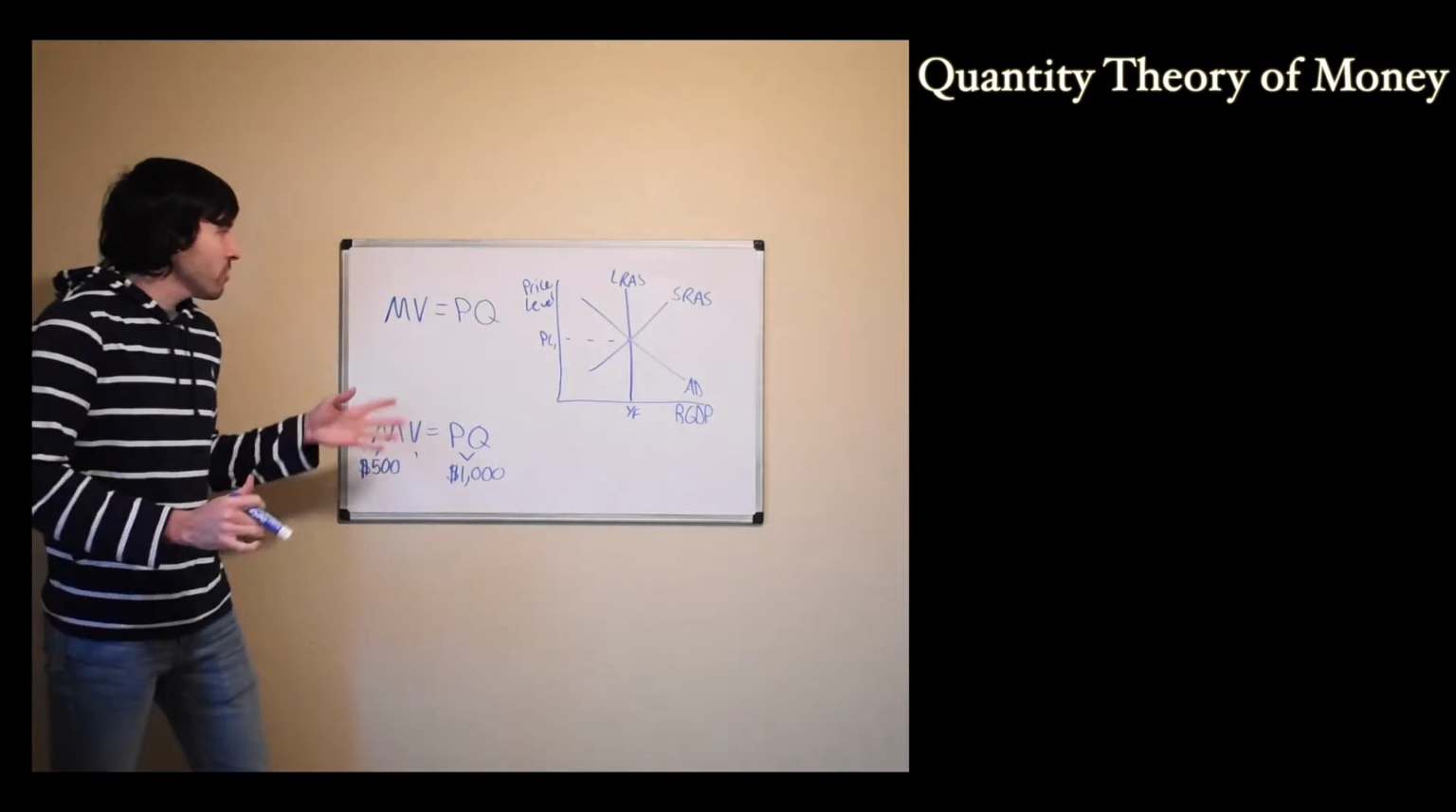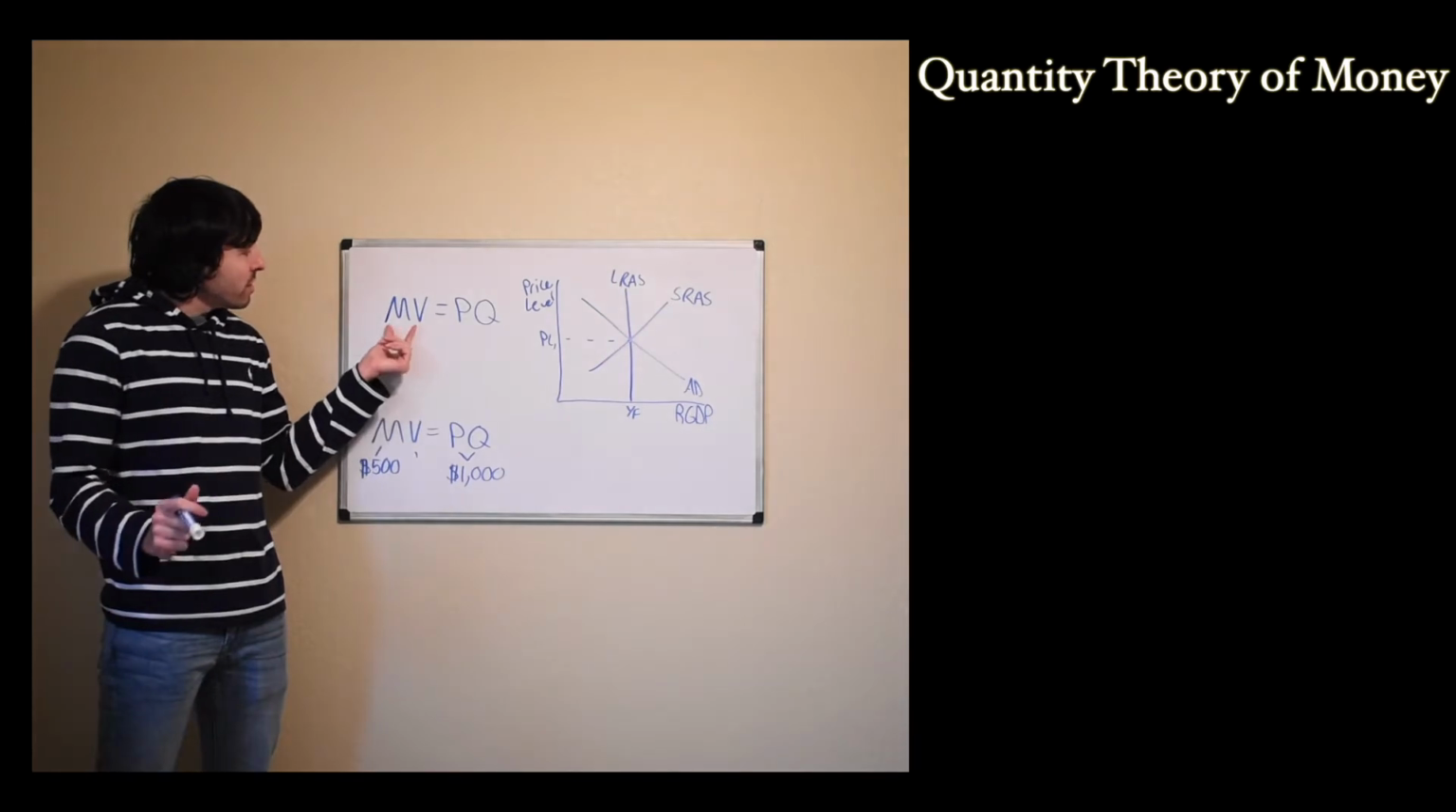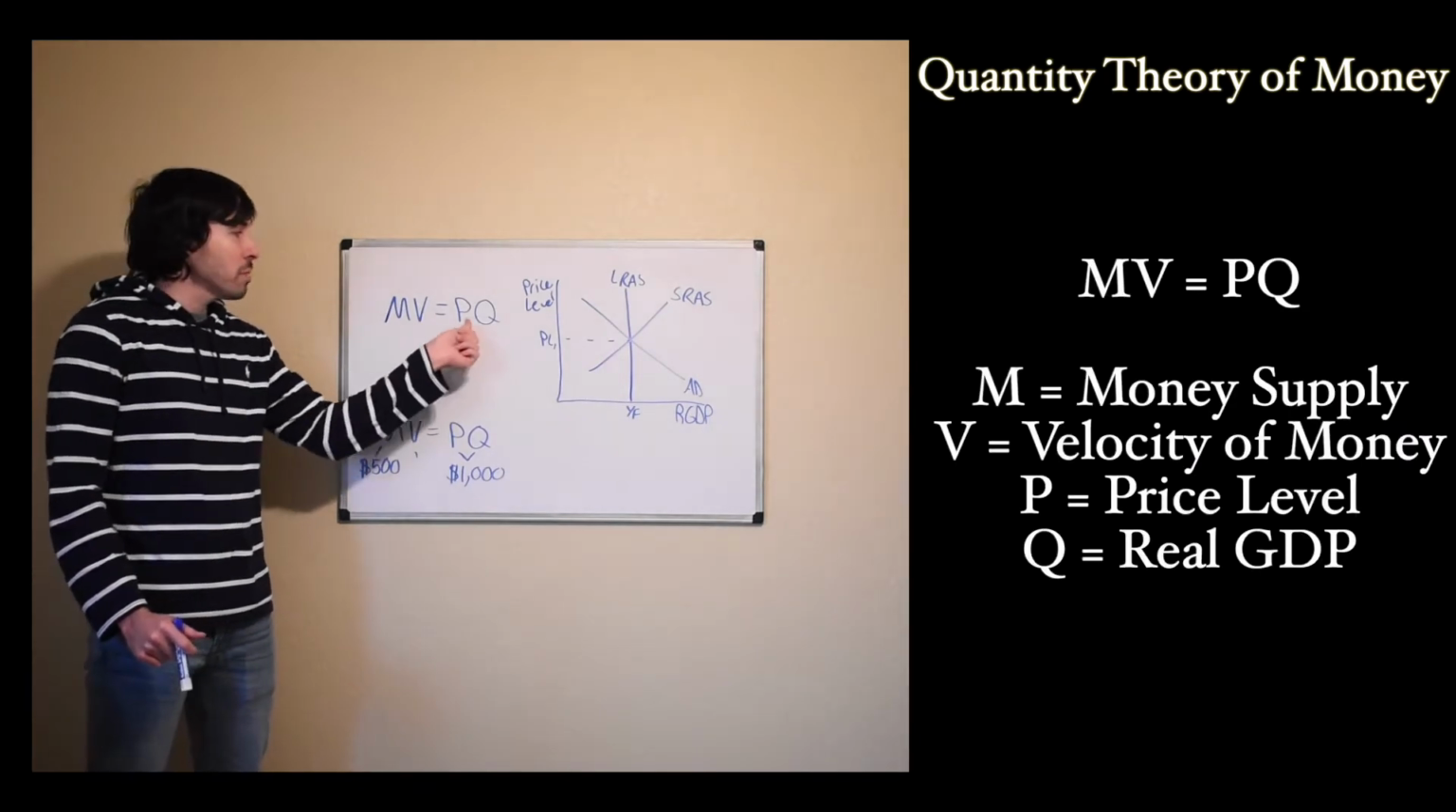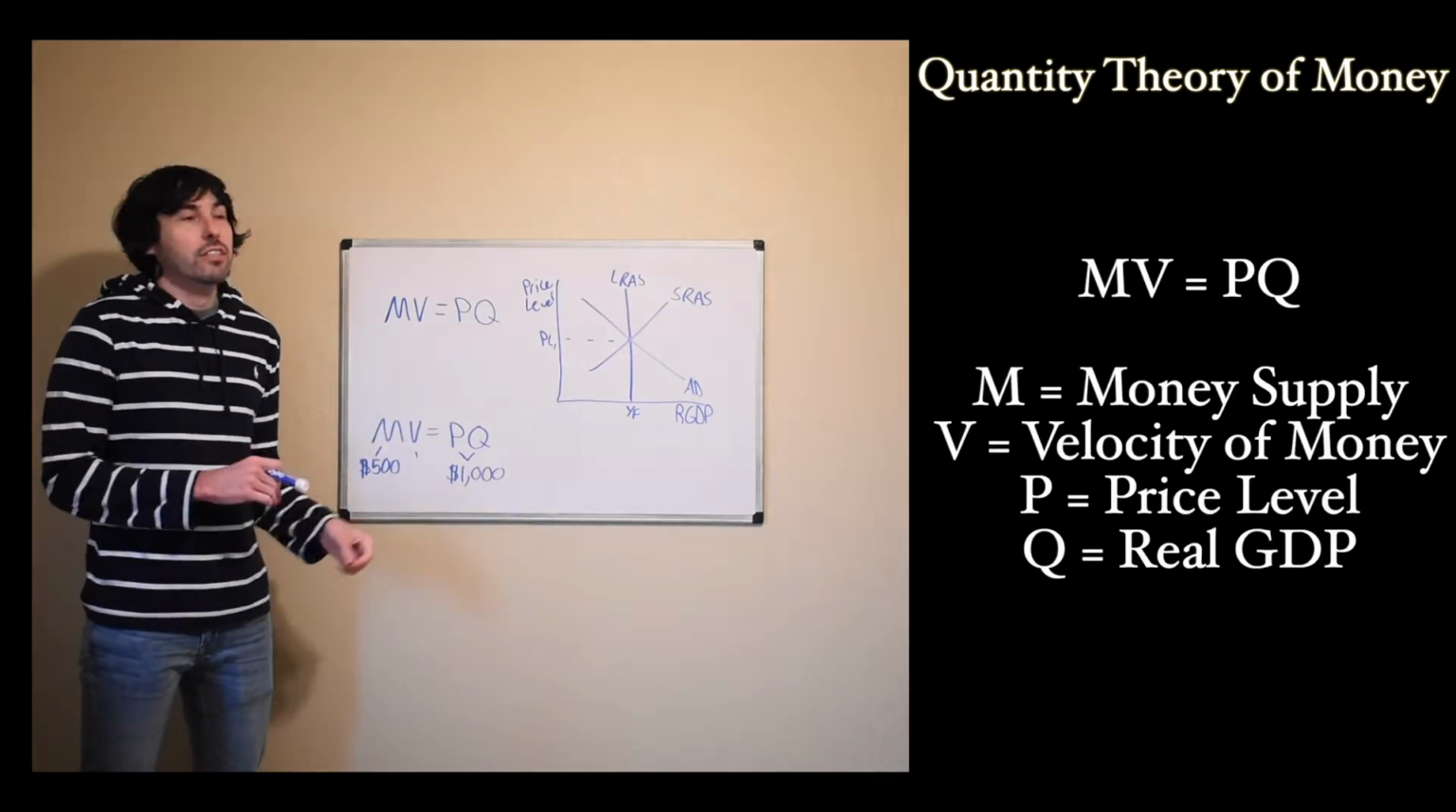Today we're going to talk about the velocity of money, or the quantity theory of money. What this boils down to is a pretty simple equation. All it is is M times V equals P times Q. Now, what does that actually mean?